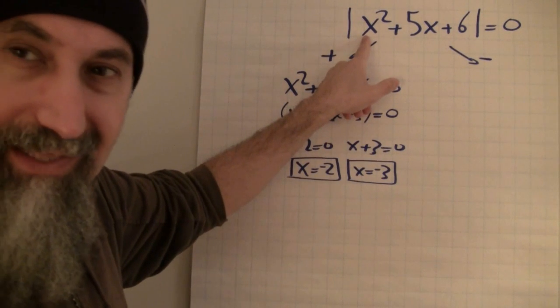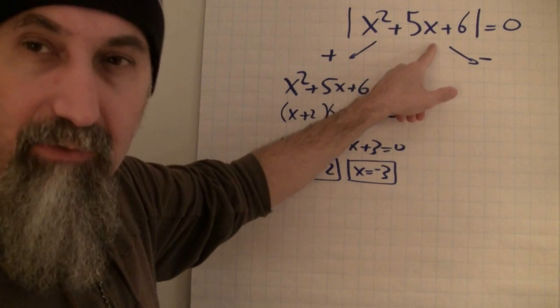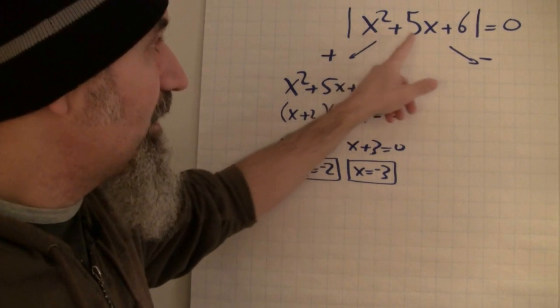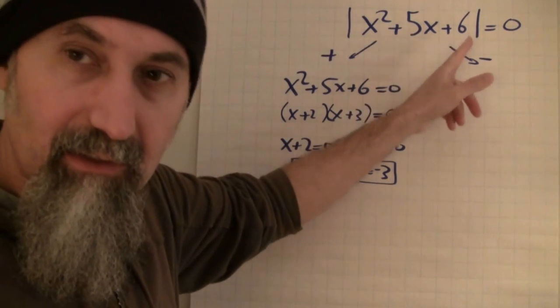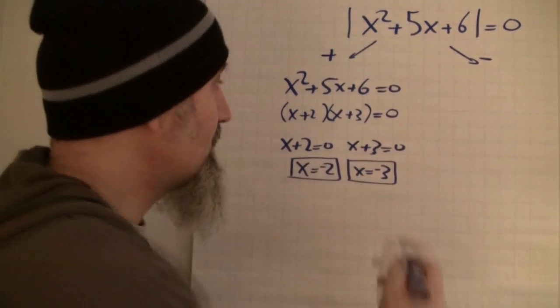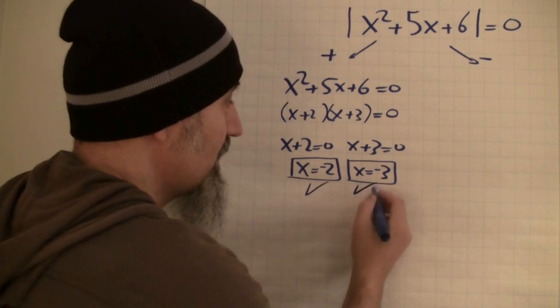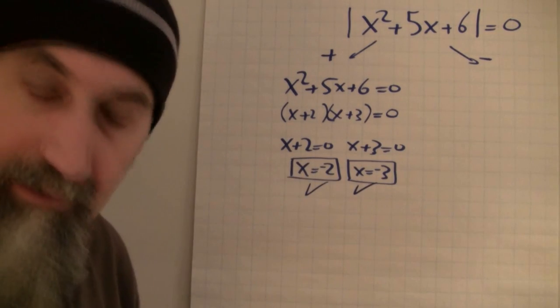Negative 3 squared is 9. 5 times negative 3 is negative 15. 9 minus 15 is negative 6. Negative 6 plus 6 is 0. This side is 0, that side is 0. So we know both this and this work.